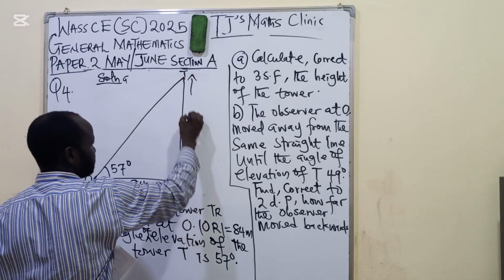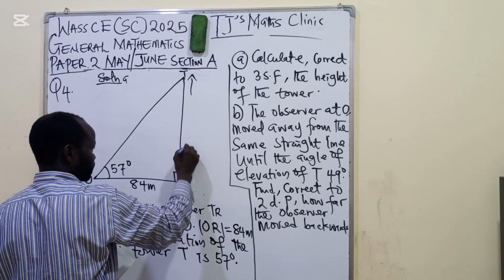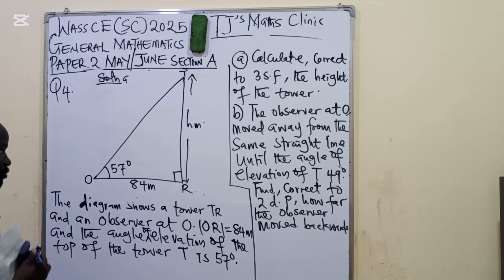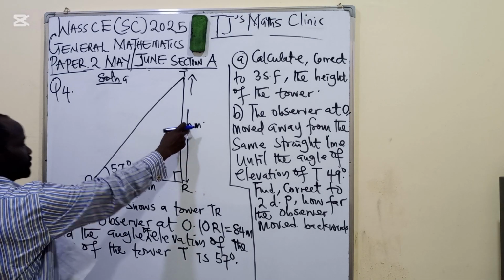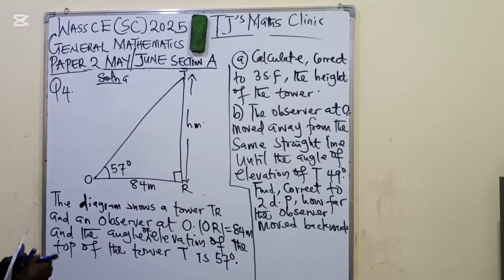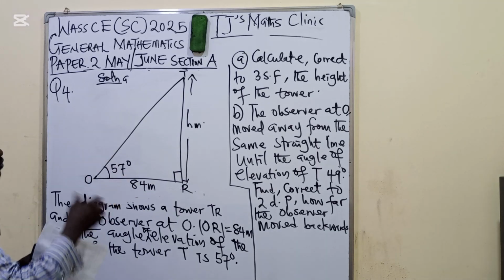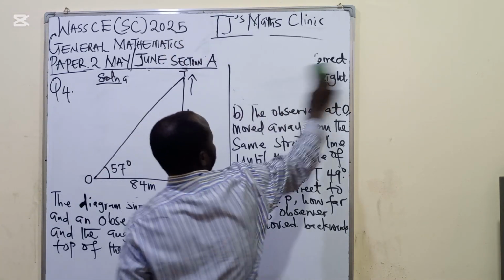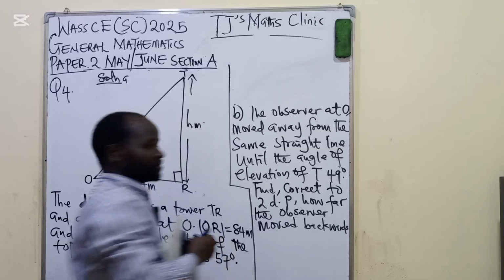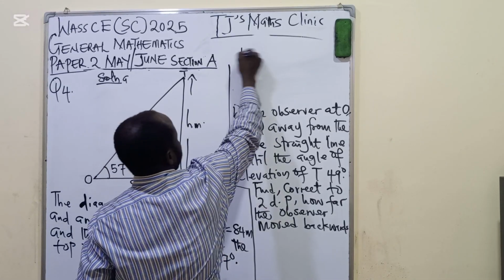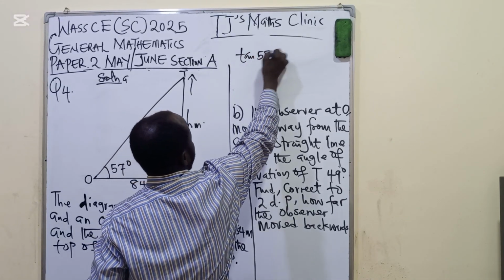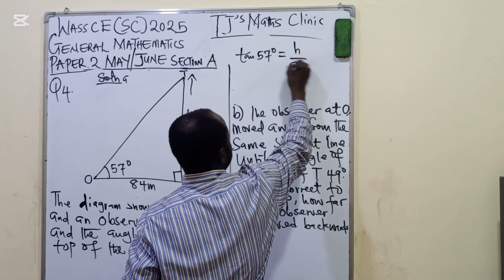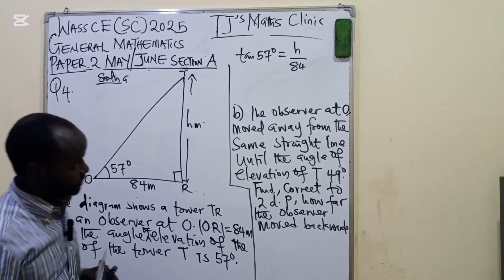Of course, this will be the height of this tower. Let it be H meters. We can use our trigonometric ratio to find this. Of course, this is opposite and this is adjacent. We can use tan to find the height of the tower, correct to three significant figures. Height of the tower, as I said, we use tan. That will be tan 57 degrees, and of course, tan is opposite over adjacent. That will be the height divided by 84. So just a question of cross multiplying to find the height.